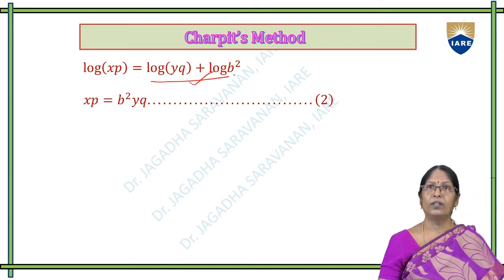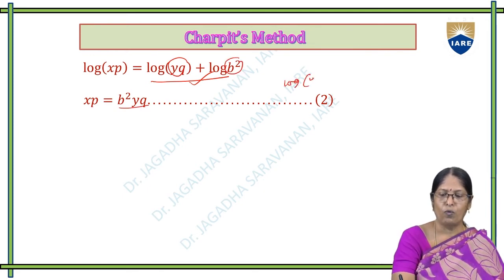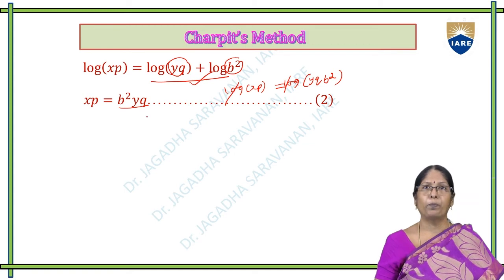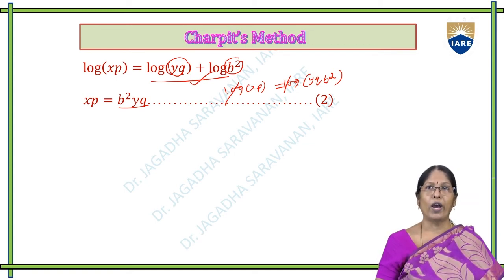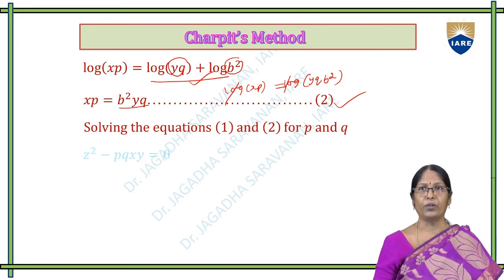Using the logarithmic formula log a plus log b, we can write log of ab. So this and this both we put as log of y cube b square, which is equal to the left side, log of xp. Log cancelled. We got xp equal to b square y cube. This we named equation 2. Solving equations 1 and 2, we are going to find the values of p and q.